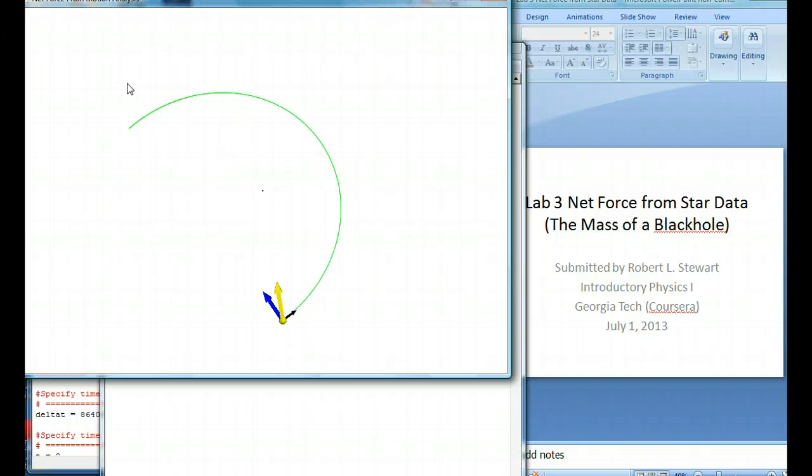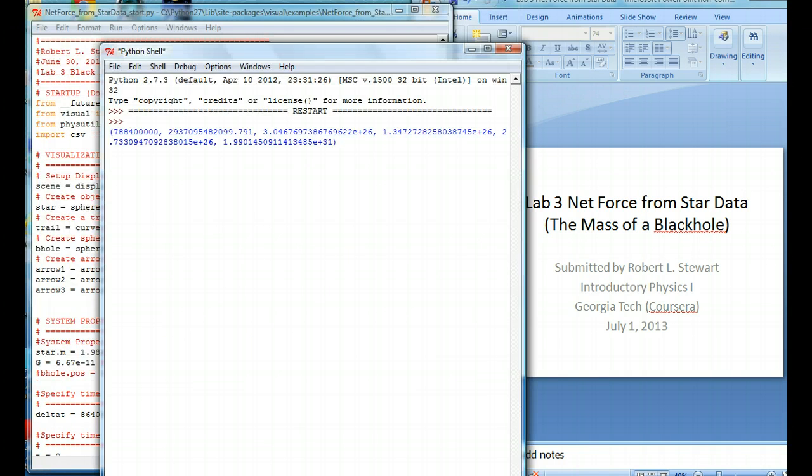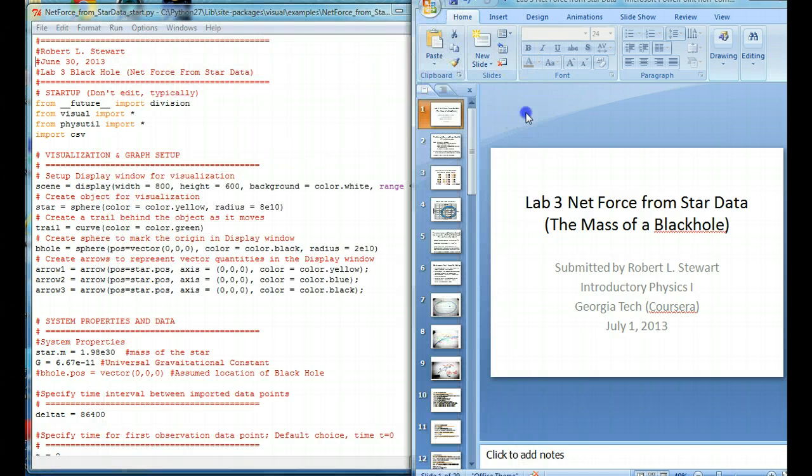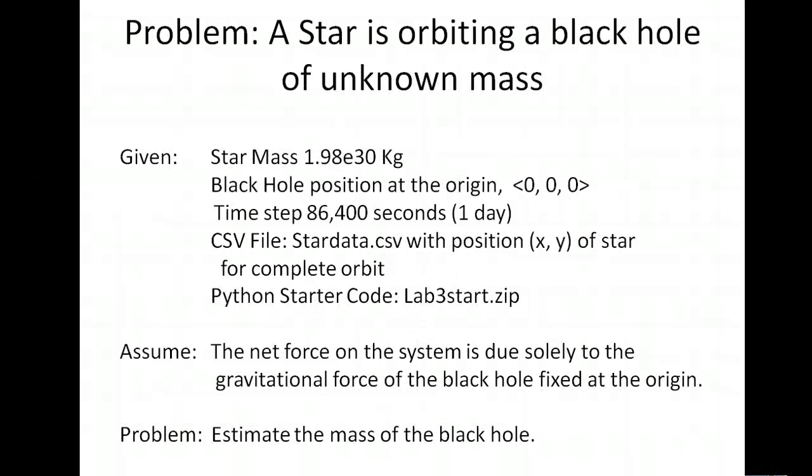Problem: a star is orbiting a black hole of unknown mass. The mass of the star is 1.98 times 10 to the 30 kilograms, and the black hole is assumed to be located at the origin. A CSV file giving the X and Y positions of the star every 86,400 seconds is provided. The net force on the system is due solely to the gravitational force of the black hole. We are to estimate the mass of the black hole.